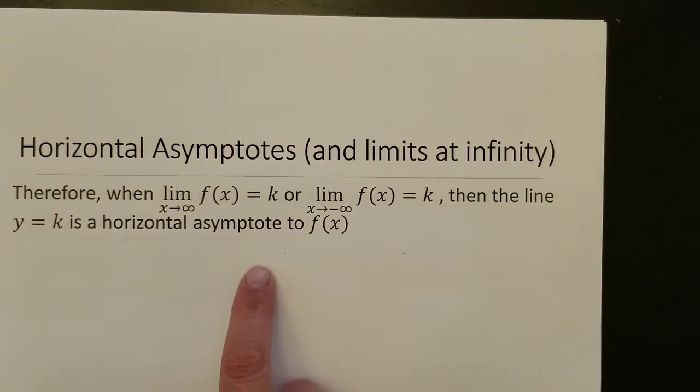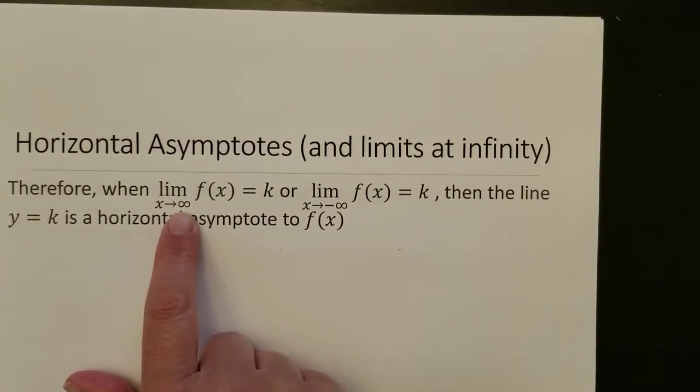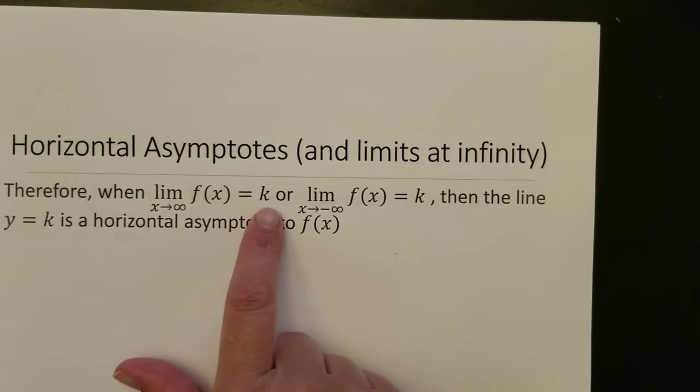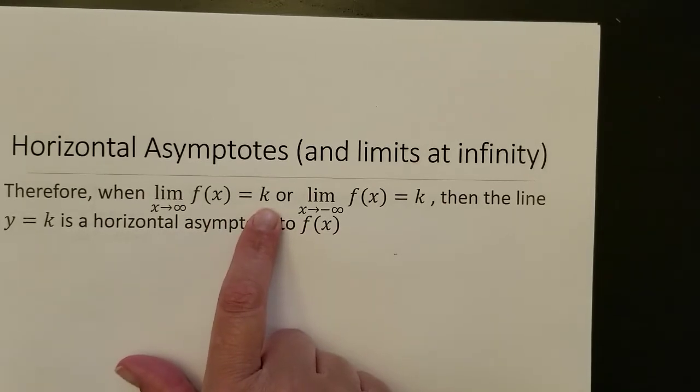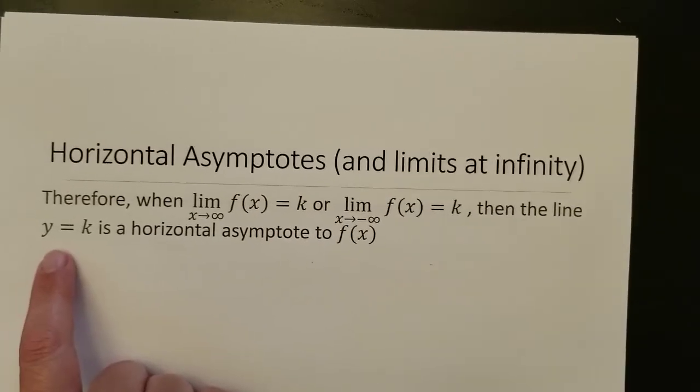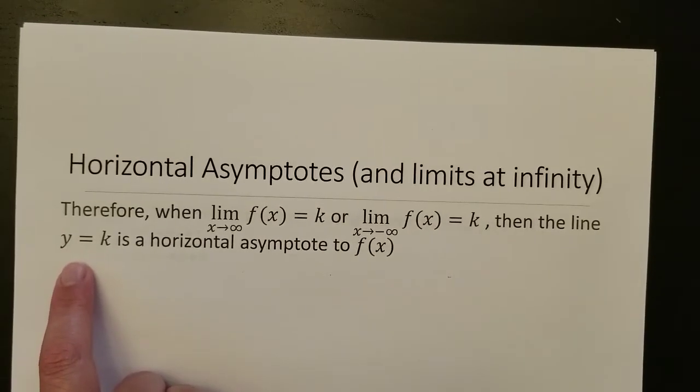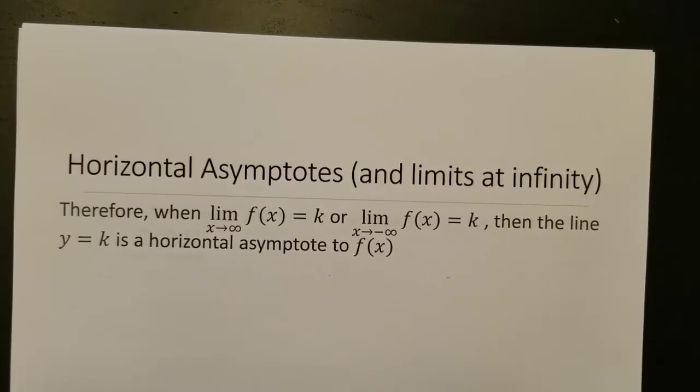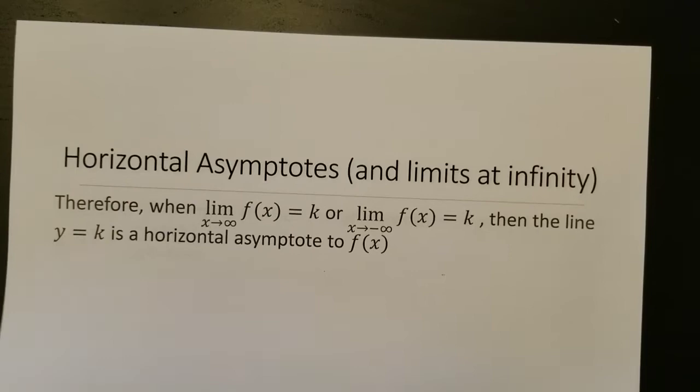So we're going to evaluate the limit as x approaches infinity of our function, and if we get a value k, that's one outcome. Sometimes we won't get an actual number. Sometimes the limit as x approaches infinity might be infinity or negative infinity, and then that's not an asymptote. But if it is an actual value, some real number, then that line y equals k is our horizontal asymptote. So we're going to find the horizontal asymptote by finding the limit as x approaches infinity of our function.